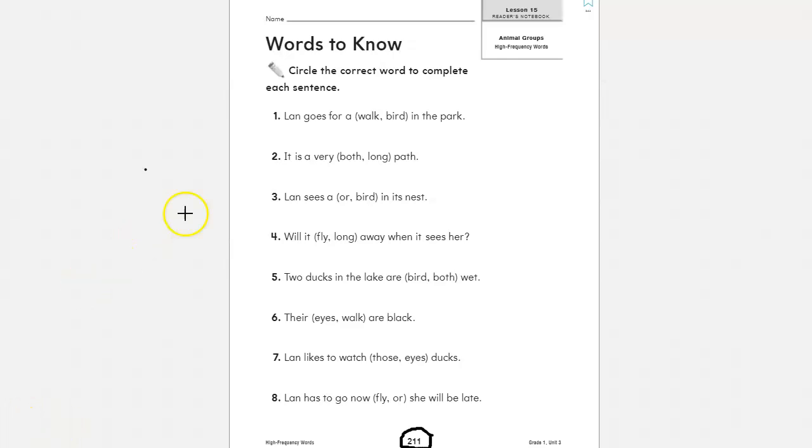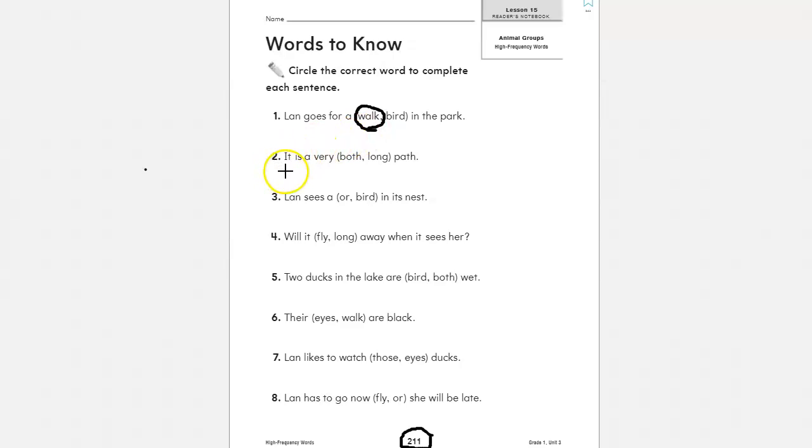All right, we have gone through all 8 of our sentences. Are you ready to check your answers? If not, you can go ahead and pause the video to finish up. But if you're ready to go over your answers, then let's go ahead and get started. For number 1, we would say, Lan goes for a walk in the park. Lan goes for a walk in the park.